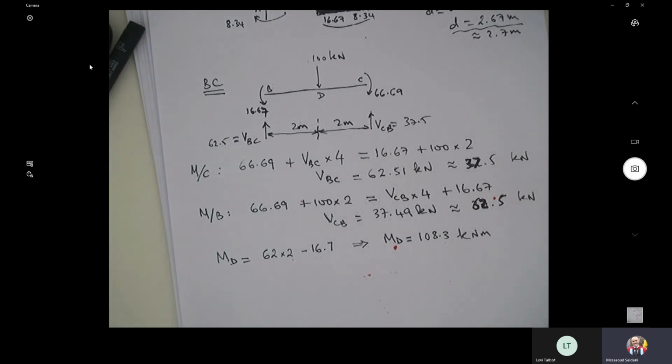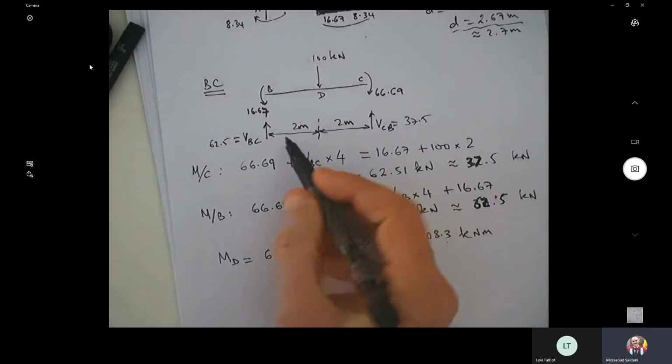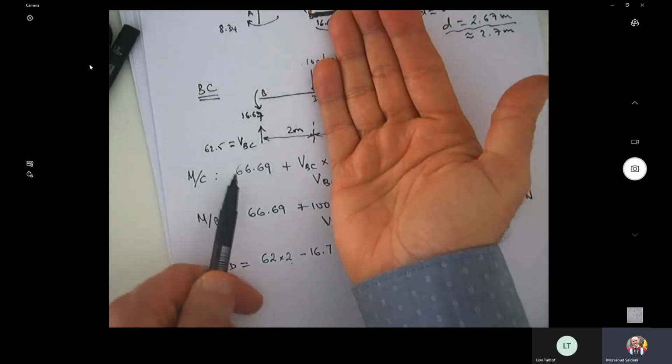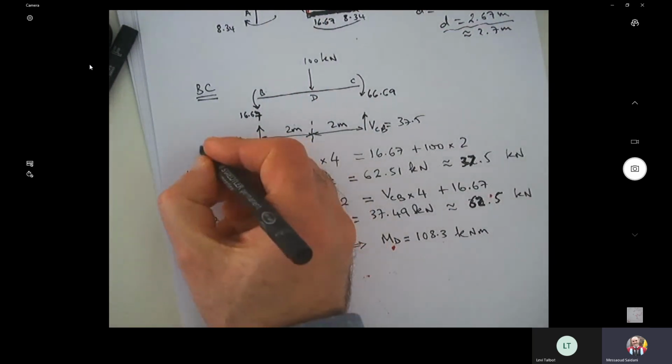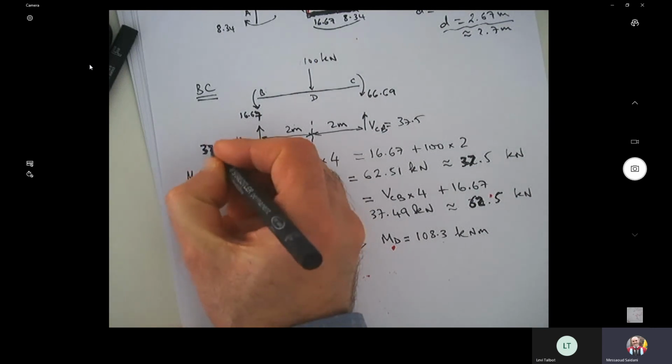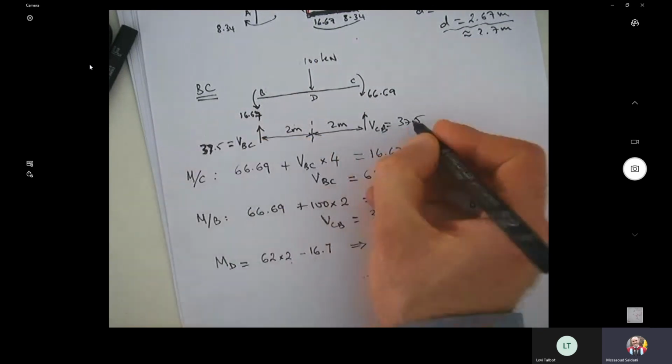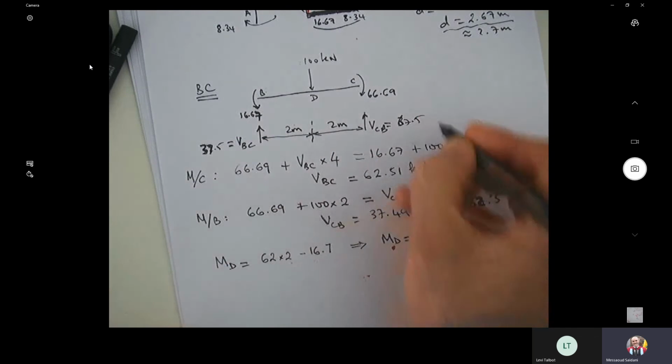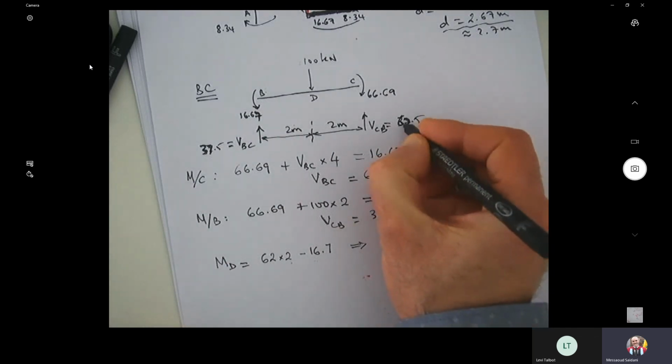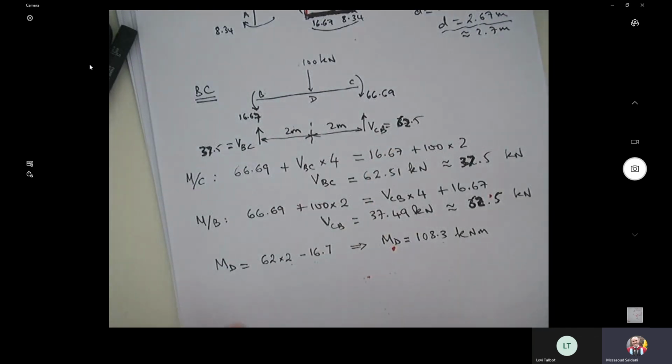I know that the moment at D should be the same from left or right, okay? If I find that's not the case, I go back one step and check my answers. Very important. So now the moment at D from the left: that's 37.5, and that's 62.5. And I must get the same answers, otherwise we are stuck here.